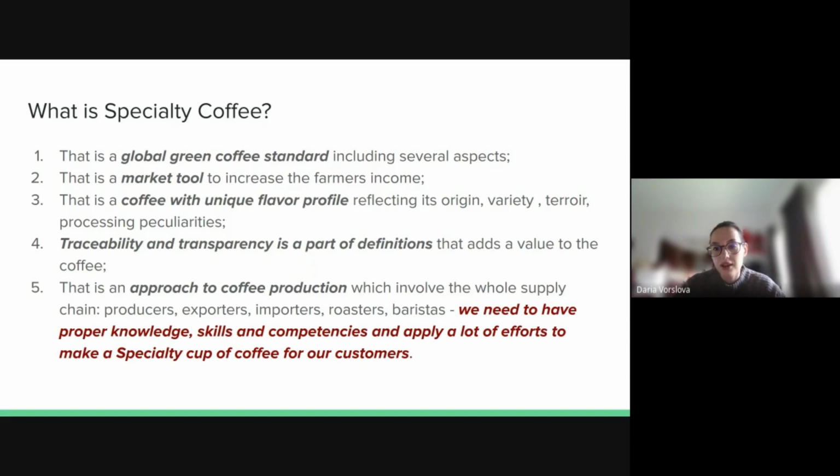We should have a kind of checklist and put notes in these boxes on whether it's a specialty product or not, thinking wider about this standard, about this segment of the coffee, and of course taking and bearing this responsibility of delivering better quality, high quality products to our customers.